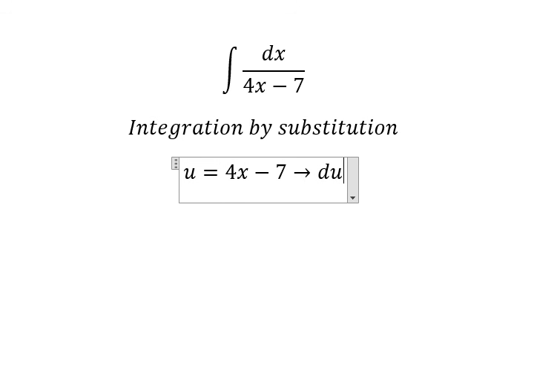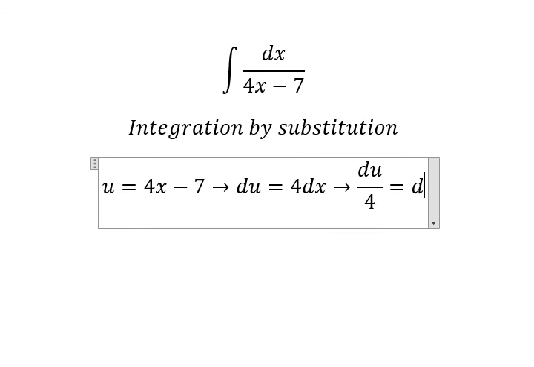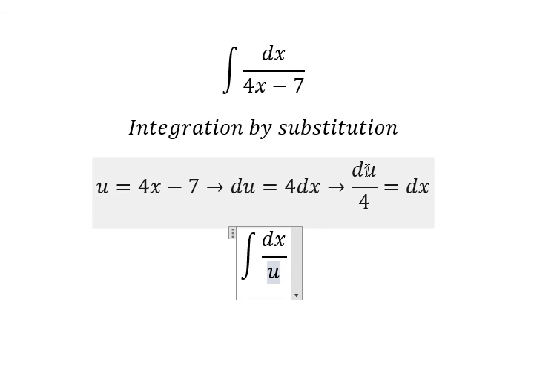So you get du equal to 4 dx. Because we don't have the number 4, we need to divide both sides by 4. So this one we change by u. The dx we change by du over 4.